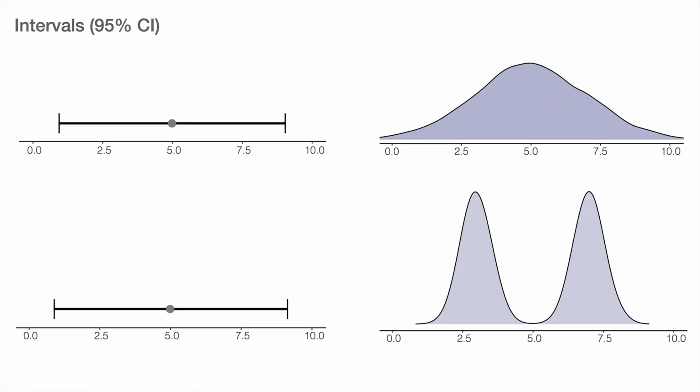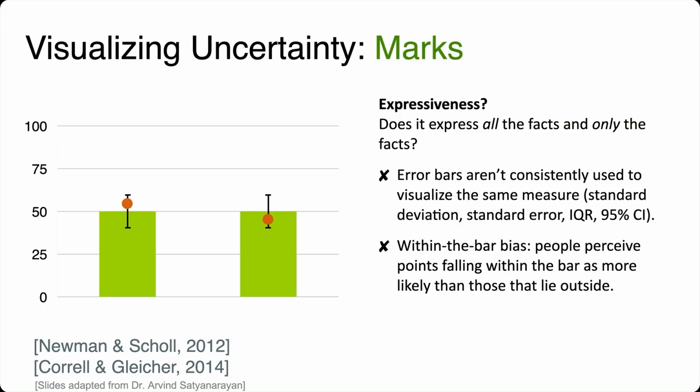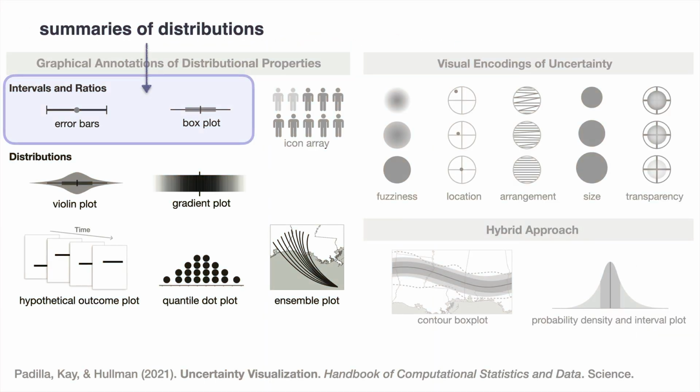If I go back to this example, these intervals are created from distributional data. The data underlying these intervals is distributional, but that's not how people see it. They see it as categorical. Okay, so there are lots of issues with intervals like these here, both error bars and box plots.